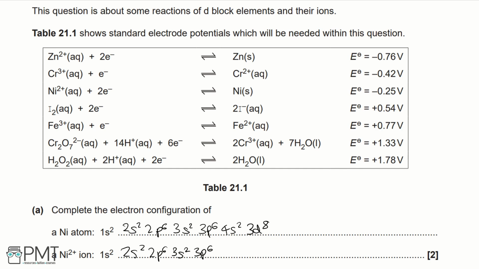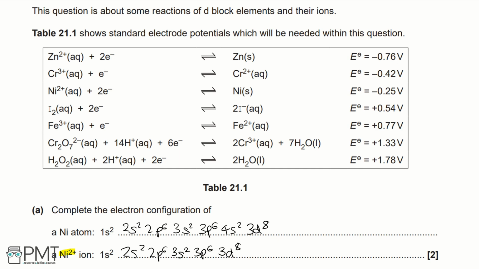to lose 2 electrons because we're forming a nickel 2+ ion. We're going to lose both 4s electrons because they are filled first and lost first. So to complete the electronic configuration we'll have 3d8.